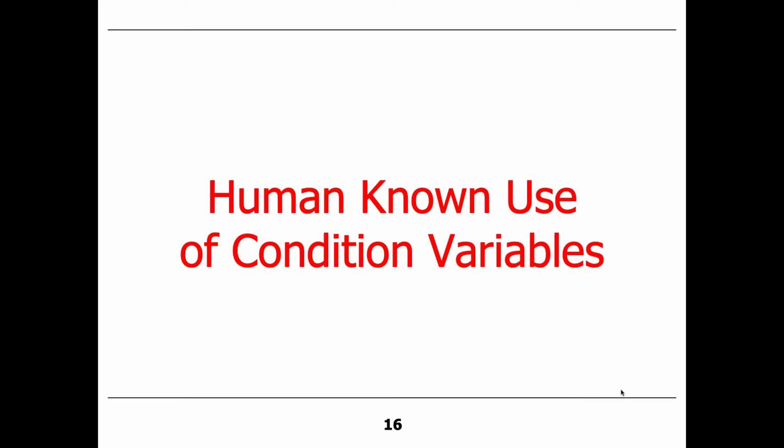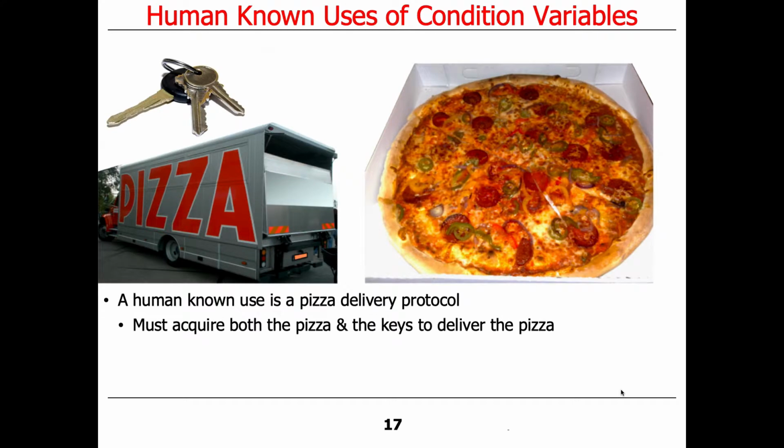So this is a good way to remember condition variables. Remember when we talked about reentrant locks? We talked about the restroom protocol on an airplane. So that kind of sticks in your head, right? This example is a little bit more complicated, but it's still kind of fun.